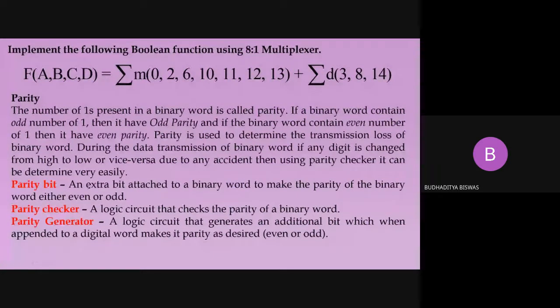So parity bit means it's an extra bit. It's not along with the data. This extra bit is generated by the parity generator, and it is attached to the original data to make the total number of 1 either even or odd, according to the user's choice or the manufacturer's choice. Then the parity checker is a logic circuit that checks the parity of the binary word.